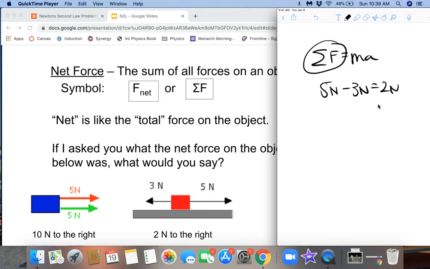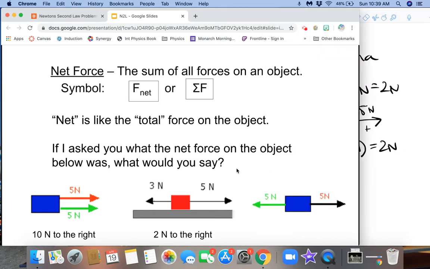But really what we're doing here is we are saying that that 5 Newton force is in the positive direction and that 3 Newton force is in the negative direction. So we're just adding these two things together. I have 5 newtons plus a negative 3 newtons, and that equals 2 newtons. So that's what a net force means when we're adding those two things together, okay?